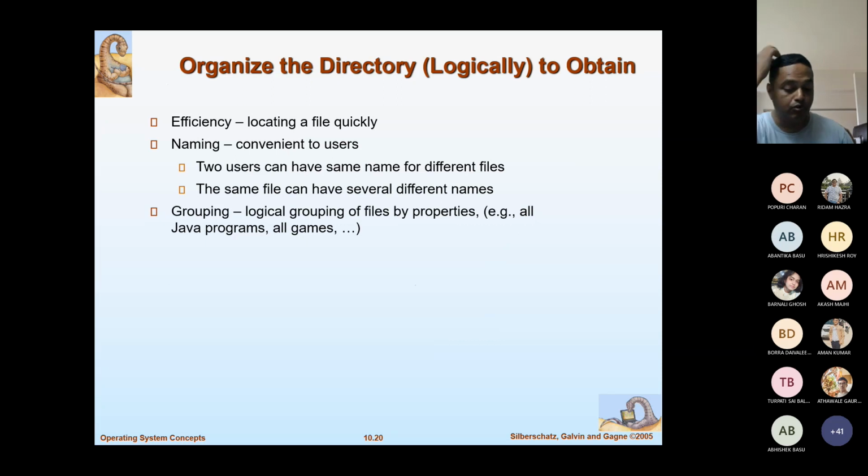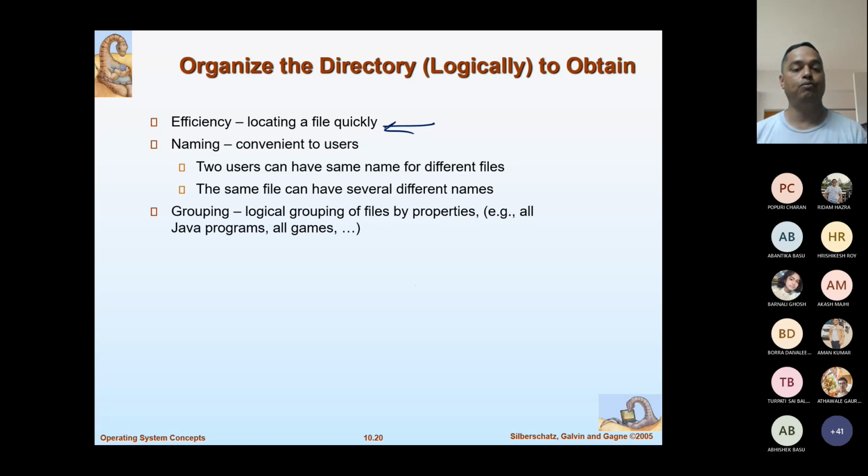Now, how do you measure the efficiency of a directory? It is how quickly you can locate a particular file in your drive or directory. Another measure is how easily it can detect a conflict. What is the conflict? You already have a file with a name, and you are creating another file with the same name. How easily can it detect that conflict?